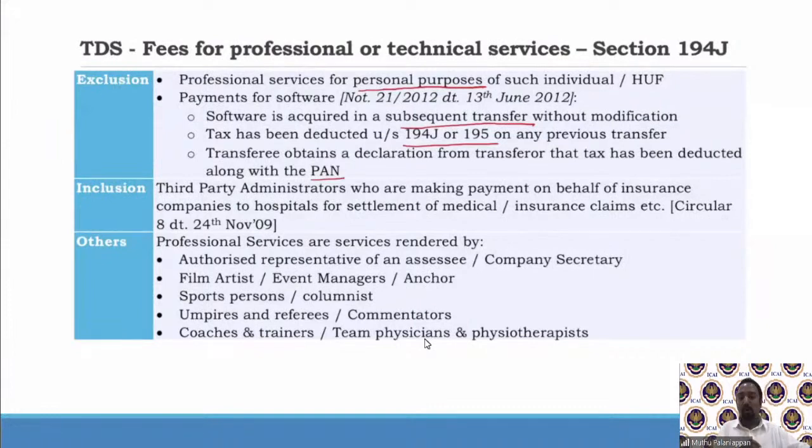And specific inclusion: third-party administrator. If some of you have gone to hospitals and are claiming insurance, there will be a person called TPA in the hospital. They will be the one coordinating between you and the hospital. You provide documents, everything to this TPA. TPA will coordinate with the hospital, help you in settling the claim to the hospital. So this concept of TPA is considered to be included in 194J, which will be applicable at 2%.